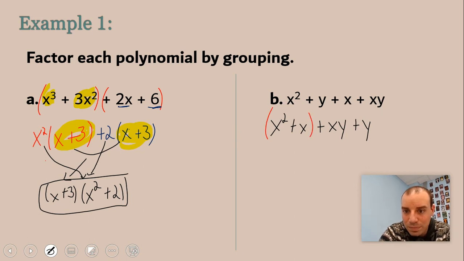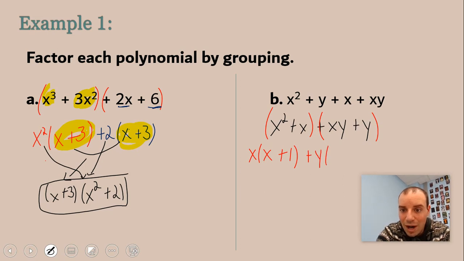So now I'll group them. So in my first set of parentheses, I can take an x out of this, and I'll be left with inside x times x will get me x squared plus 1. Then my second set, I can take a y out. So I'll take a y out. Y times x will get me xy, and y times 1 will get me y.